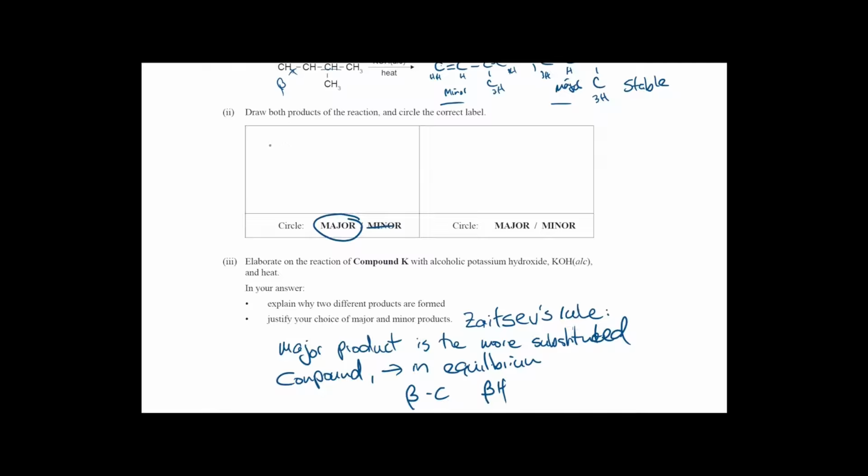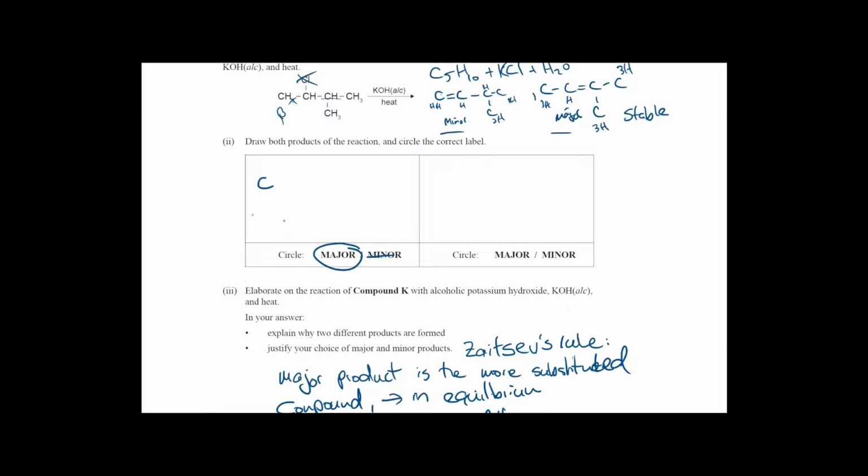So let's do the major one here. The major one is going to be, what did we do up here? Carbon, carbon, double carbon, carbon, H, H, H, needs one more H. 1, 2, 3, 4. 1, 2, 3. So this needs an H. And this needs 3 H's.